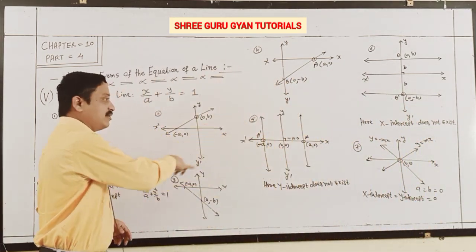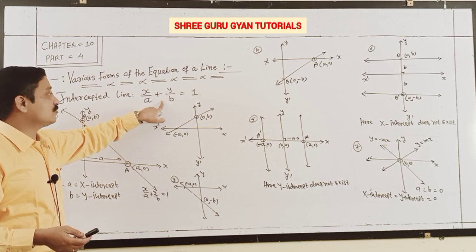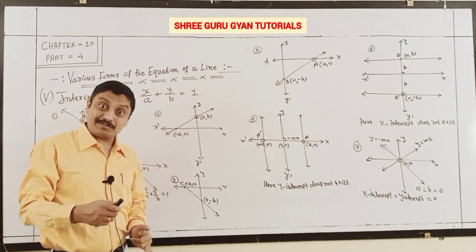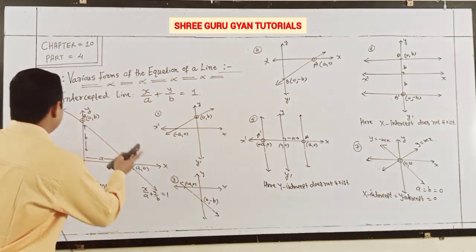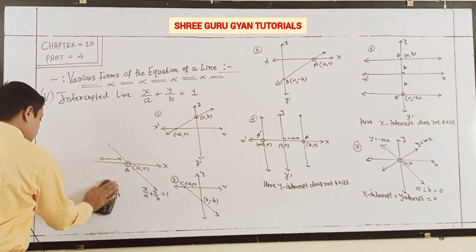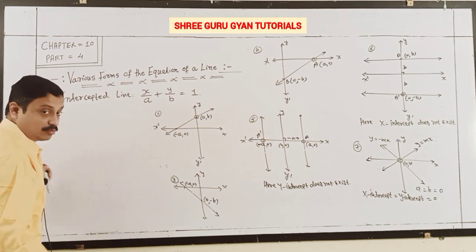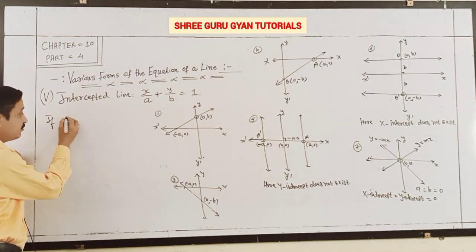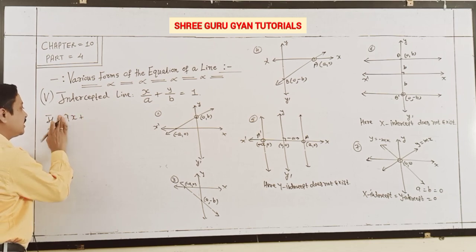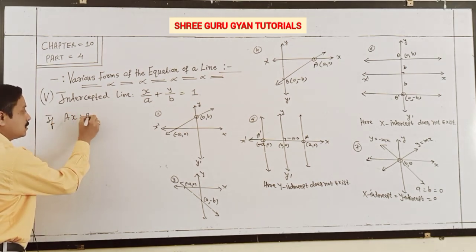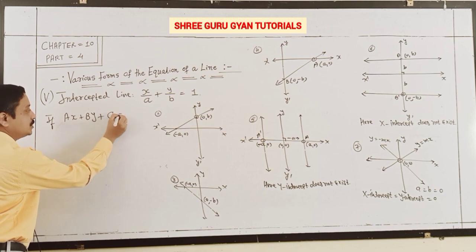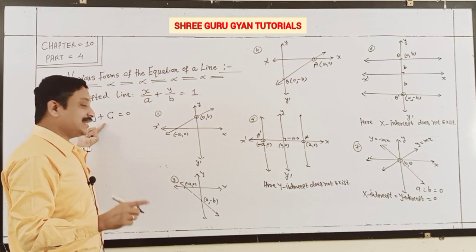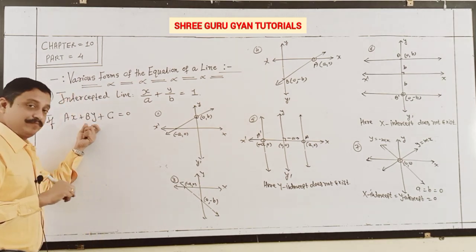Students, here a total of 7 cases are formed from the intercept form of the line, x by a plus y by b is equal to 1. I will explain one more way. If a line is given in the general form ax plus by plus c is equal to 0, you can also plot this line indirectly, and this line and that line are the same. This is the standard form.